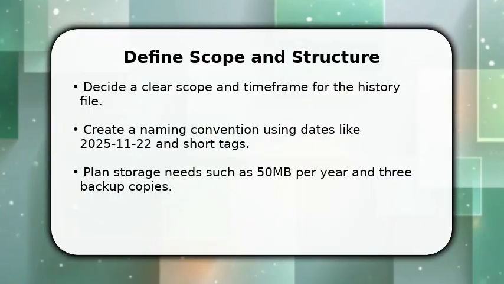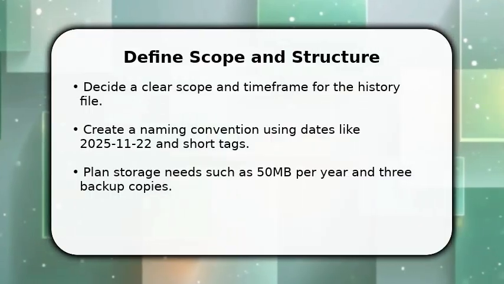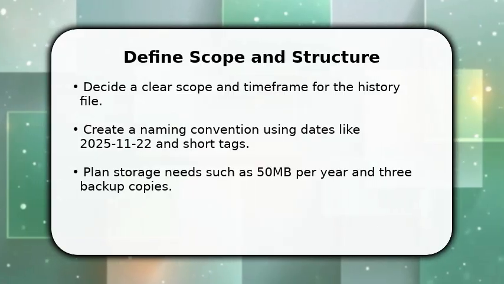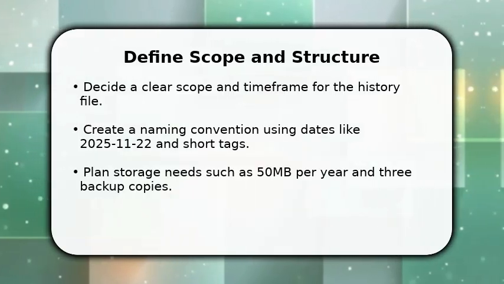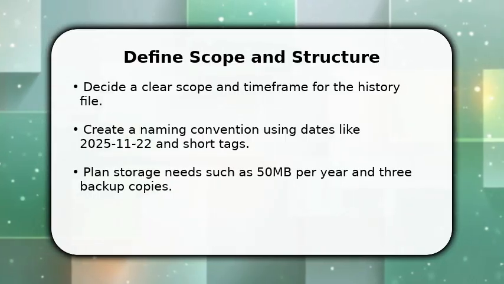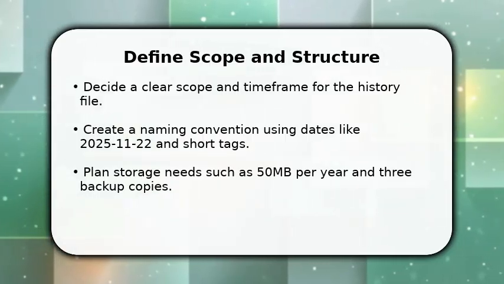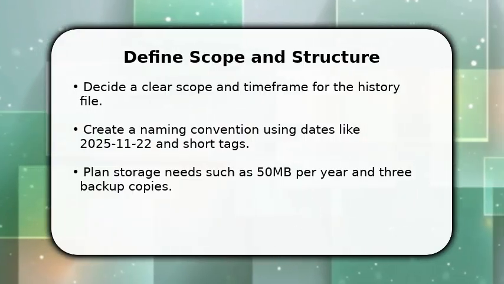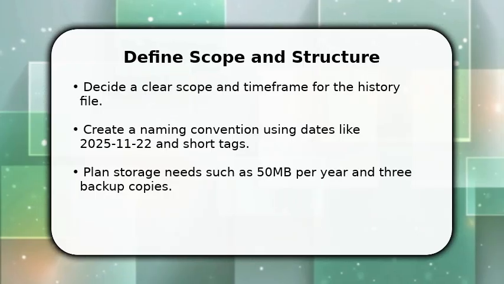Start by deciding a clear scope and time frame for the history file. Choose start and end dates and define what counts as historical records. Create a concise naming convention using dates like 2025-11-22 and short tags. Choose file types you will store such as PDF, DocX, JPG, and CSV.